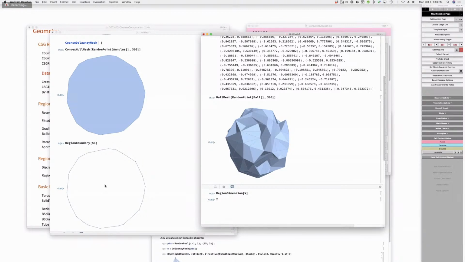Case number two is just the region boundary of that, right? That is correct. But which is also related to surface plot 3D. So yes, it's exactly that, isn't it? You remove the holes.